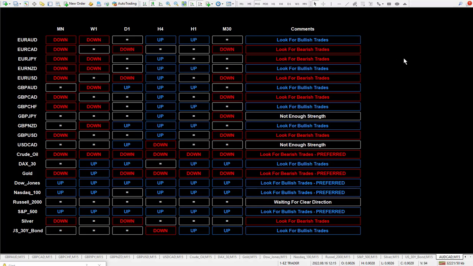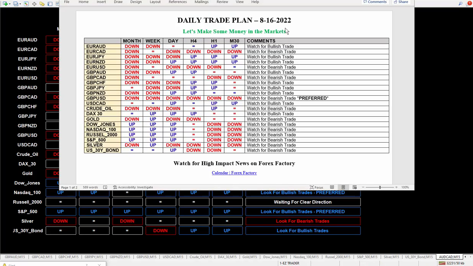EA stands for Expert Advisor. So I've taken my daily trade plan, which as you can see is my daily trade plan for August the 16th, 22, that is today. I've taken this trade plan and I coded it. Well, actually I had someone code it for me because I don't know how to do it.